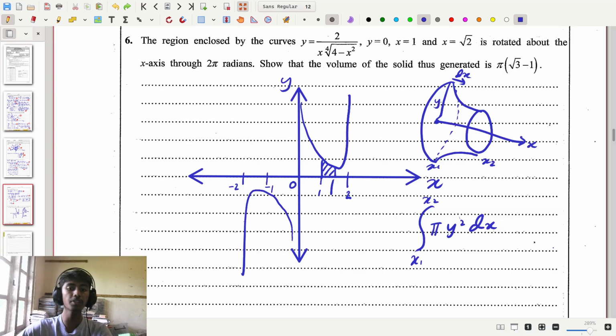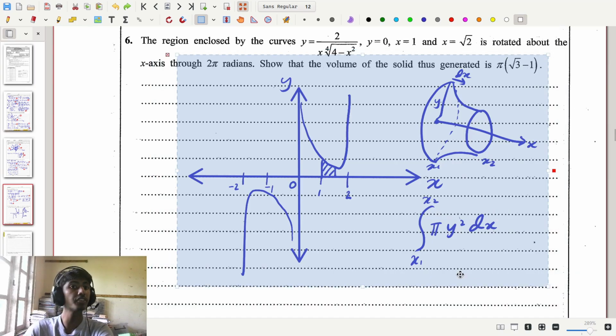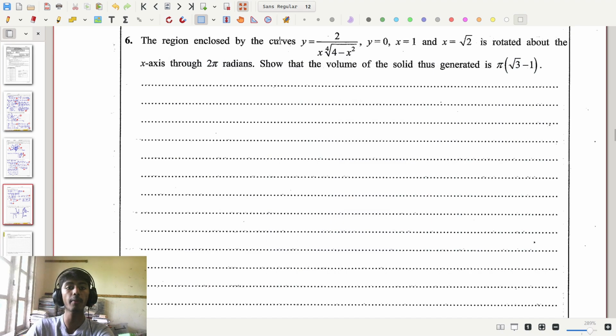Now furthermore, if you consider y is this thing right here, we can consider y squared by taking this whole expression here, substituting it into here and squaring it. So therefore, the volume we need is what we get when we integrate from x equals 1 up to x equals root 2 pi times y squared, where y is this expression right here, dx.